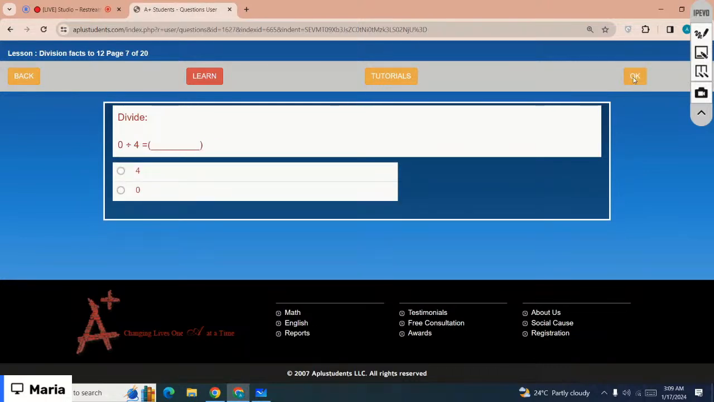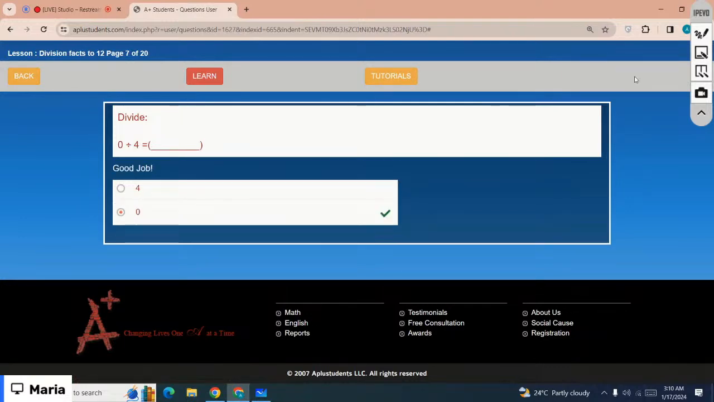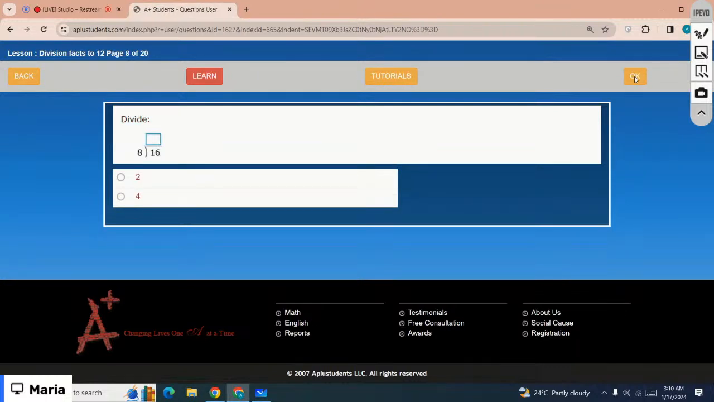The next one is 0 divided by 4. Which is the correct option? Yes, that is 0. 0 divided by any number is always 0. So whenever you divide 0 by any number, keep this very important point in your mind: the answer is always 0, right? The next one is 16 divided by 8. So which is the correct option?